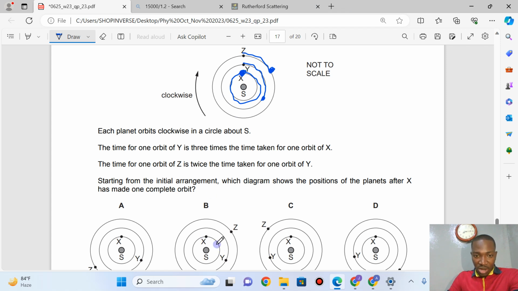Okay, X has gone around once. Okay, Y has just covered a third. This is Y. Y has covered a third and it's here. Okay, here. What about Z? Z would have covered half the distance of Y. So Z would have just gone from here to here. So that is what happens.